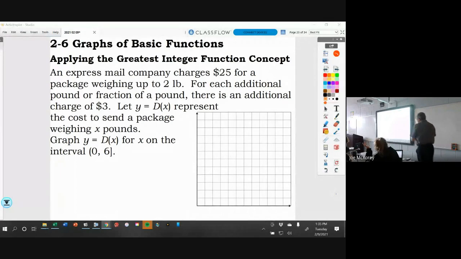We'll count to 6 pounds. 1, 2, 3, 4, 5, 6. Okay, so there's the weight of the packages. And on the y-axis, I'm just going to kind of break it, and I'll say that 25 pounds is right there. Is that okay? Yeah. And then count by what? 3. Because it increases $3 every pound, right?